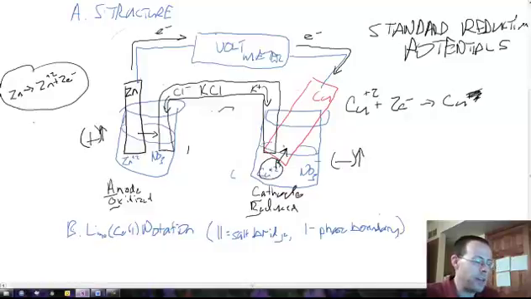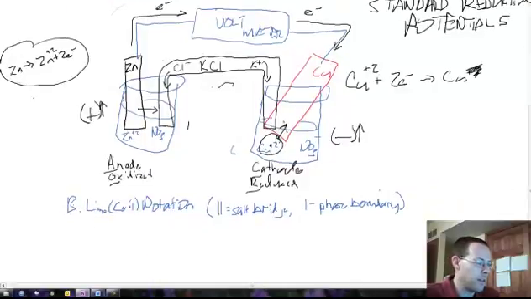So a line notation is always going to be something like this. We are going to write this. The first thing, from left to right, is going to be the anode terminal.